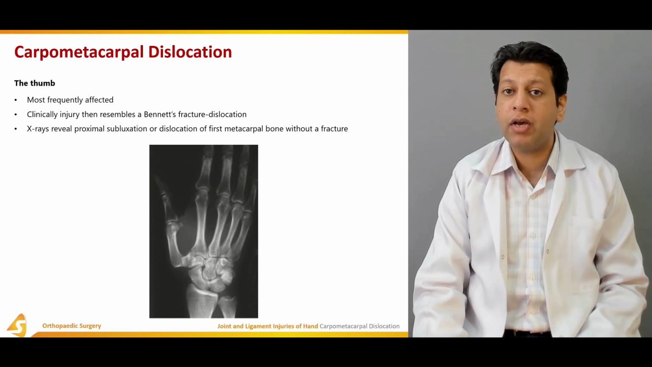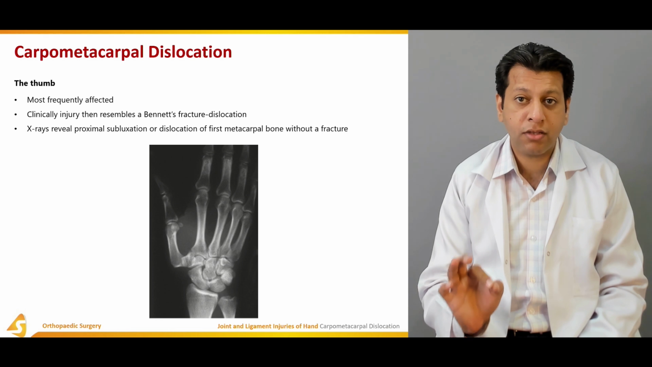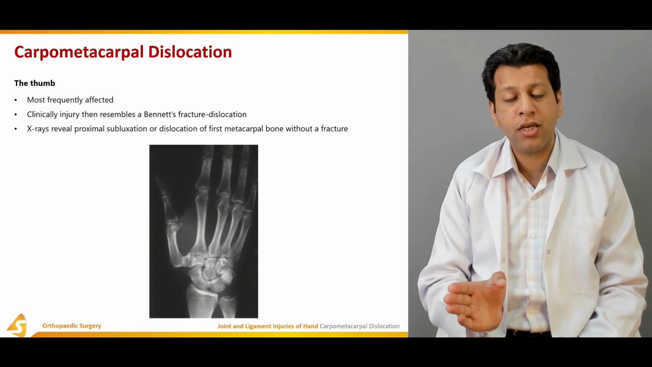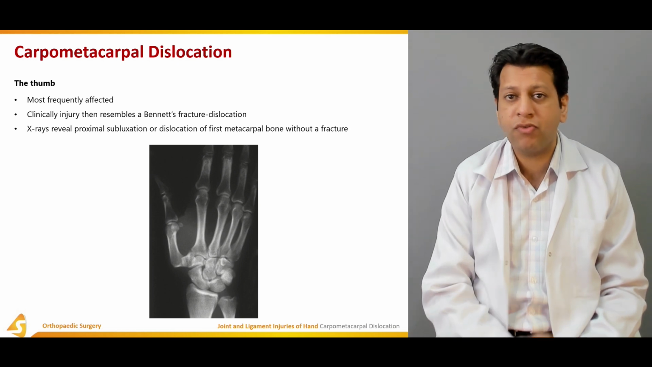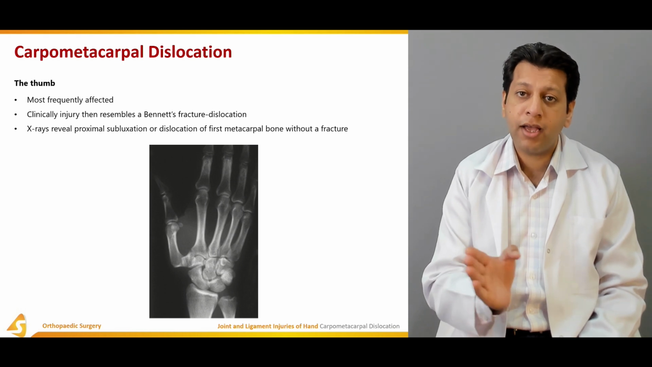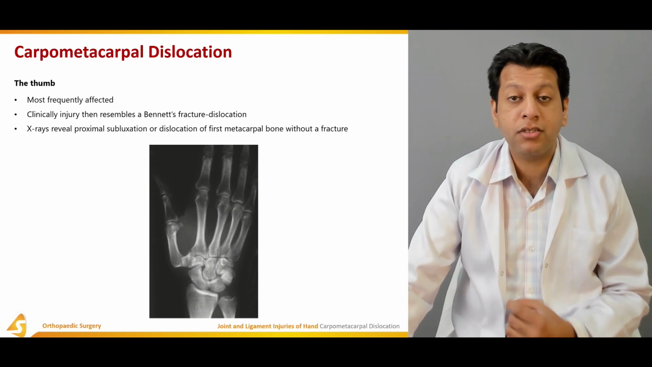We need to evaluate the X-ray very carefully because sometimes the X-ray actually shows only a Bennett fracture, and because oblique X-rays are not taken, you confuse it with the fracture dislocation. Sometimes it's the fracture dislocation which is present, and as the proper views are not taken, usually this results in it being taken as a Bennett fracture.